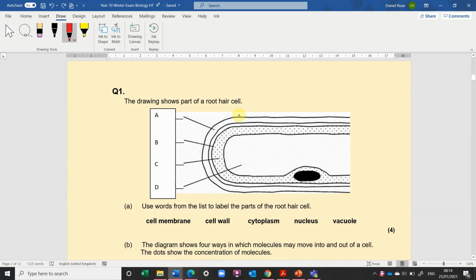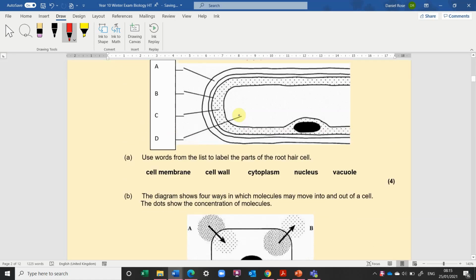So first one's about root hair cell, and how it asks you to label parts of the root hair cell. A little bit of a clue here because it looks like an unfamiliar cell. Bear in mind, a root hair cell is going to be found in a plant. So that should be a little bit of a clue first of all. Most people did fairly well in this question.